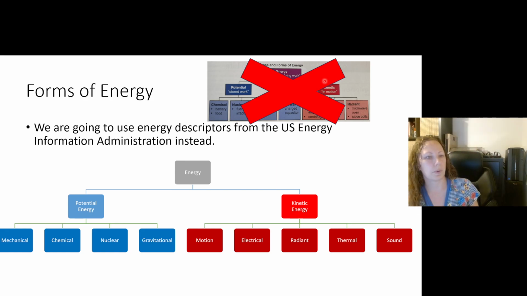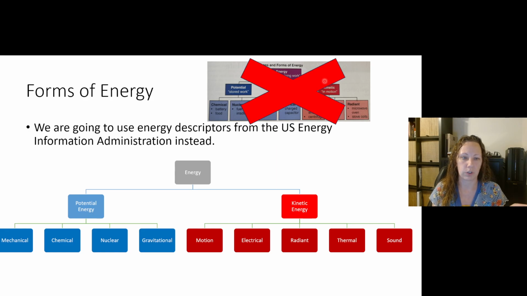Okay, so what we're going to do here is we have energy. We've broken it down into potential and kinetic. And within those, there are different types of energy. So potential energy, we have mechanical, chemical, nuclear, gravitational energy. And then kinetic, we have motion, electrical, radiant, thermal, and sound.